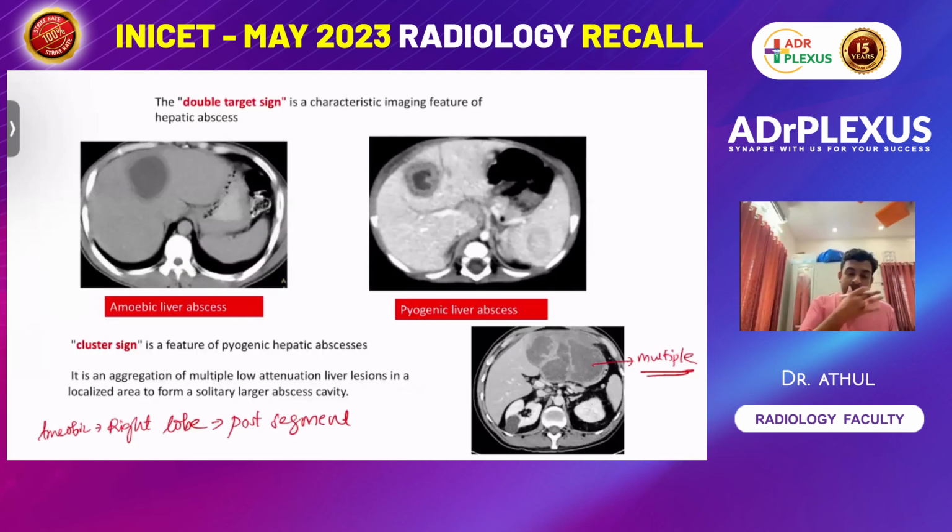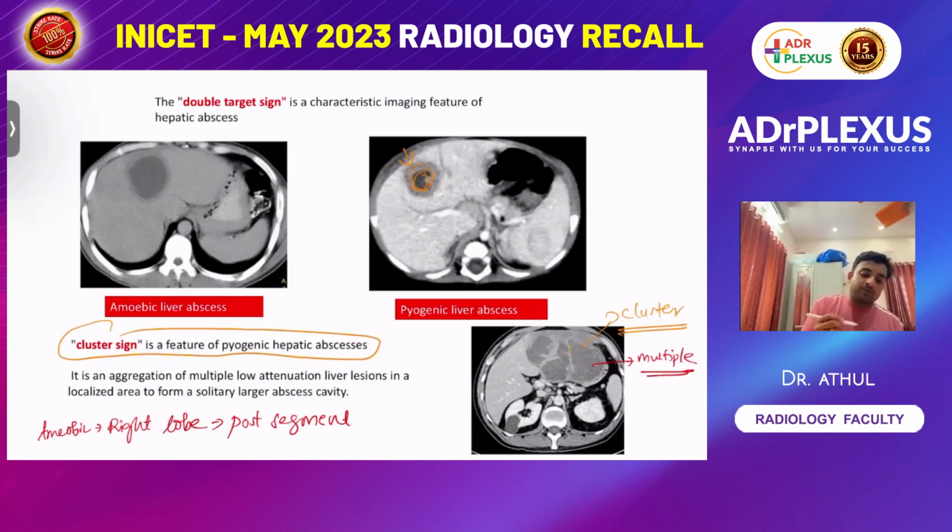And you should know, in CT, one sign known as the double target sign will be seen in liver abscesses, as well as because of the multiplicity. The pyogenic liver abscess will show the cluster sign.